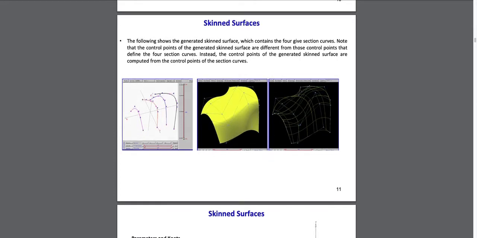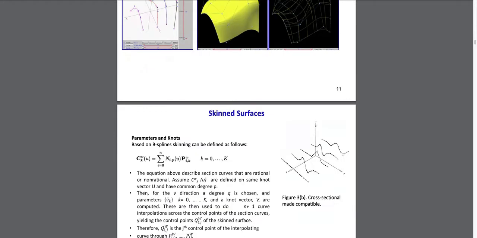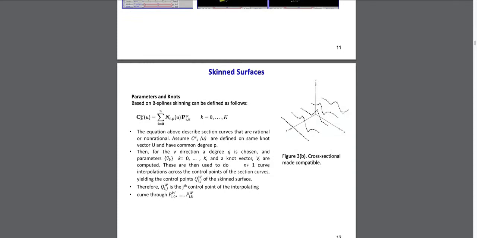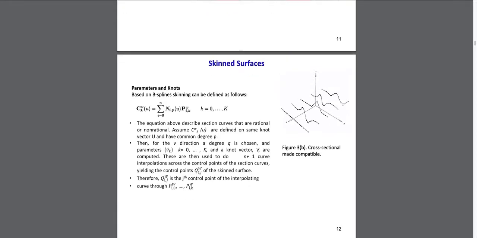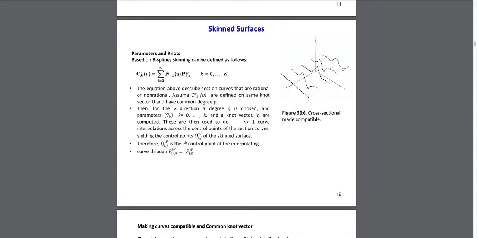Now let us see the mathematical foundation and other concepts used for skinning. Let the section curves be defined by this formula: Ck of W or U equals sigma i equals 0 to n of N_i,p of U, P_i,k of W, k equal to 0 to K. So these are K section curves, and we assume they have different degrees and different control points. But to interpolate them, we need a common knot vector, and we may also have to raise the degree. Then we can do the interpolation smoothly and generate a smooth surface.